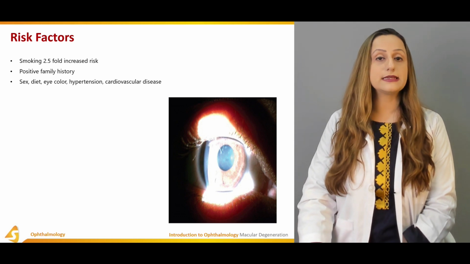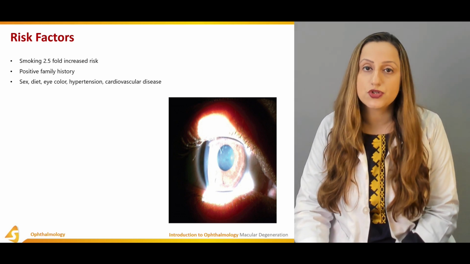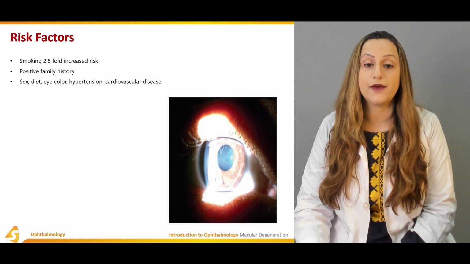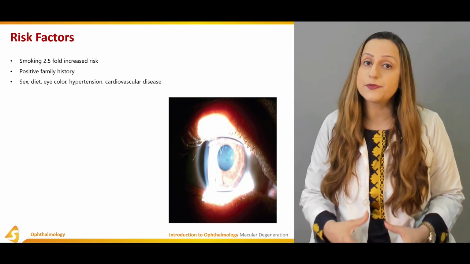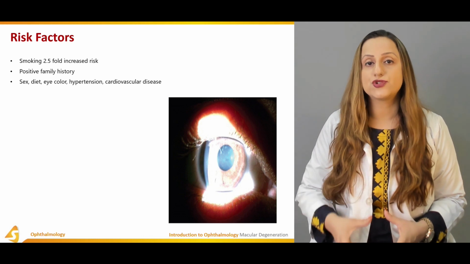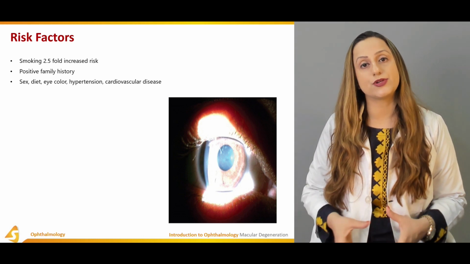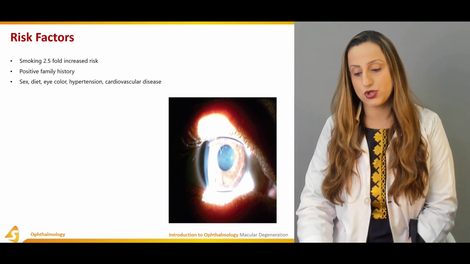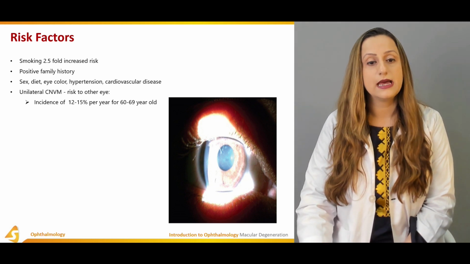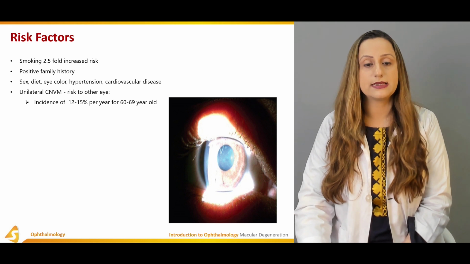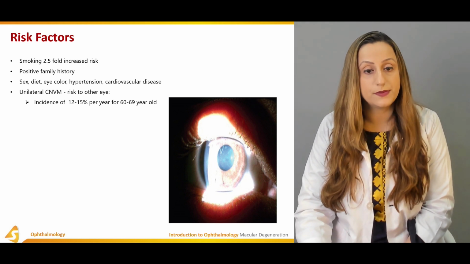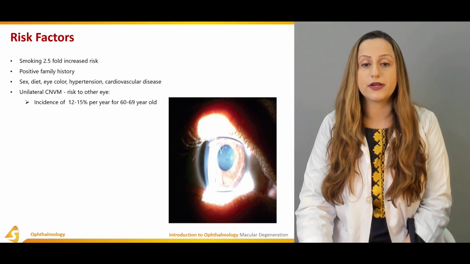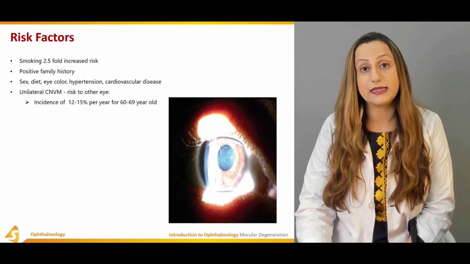So history taking is again very important, and the documentation of the history is very important when you have these diseases at hand. You're going to ask the patient for any history of chronic illnesses such as diabetes, glaucoma, hyperlipidemia, hypertension, or any cardiovascular diseases. In unilateral disease, the risk to the other eye is more, with an incidence of 12 to 15% per year for 60 to 69-year-old people.